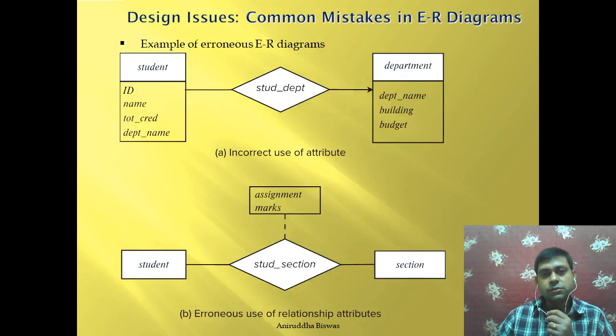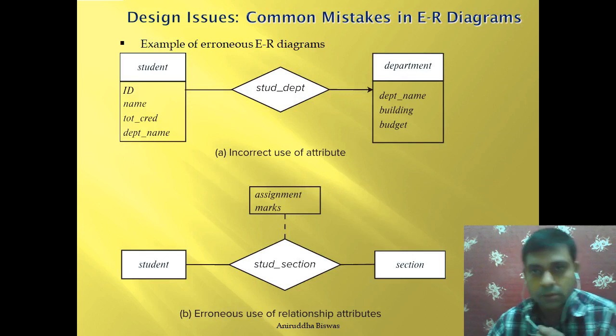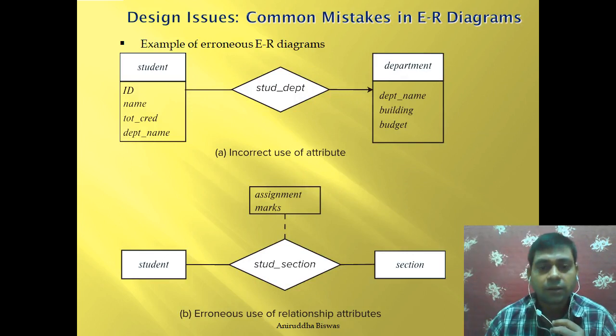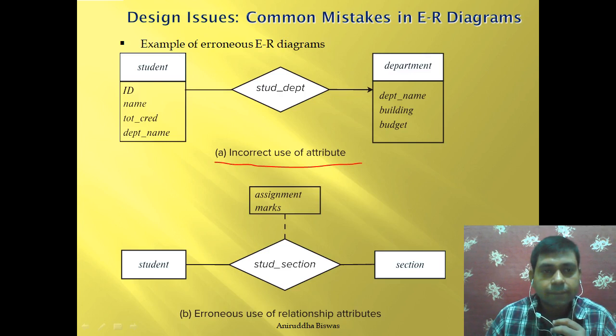So, design issues. Some common mistakes are made while depicting the ER diagram, and those should be corrected. In figure A, you can see some common mistakes. This is an entity and this is another entity, and you see in the student there is department name, and also in the department there is department name. So redundant information is there, which is easily avoided, but unnecessarily they are kept in two places.